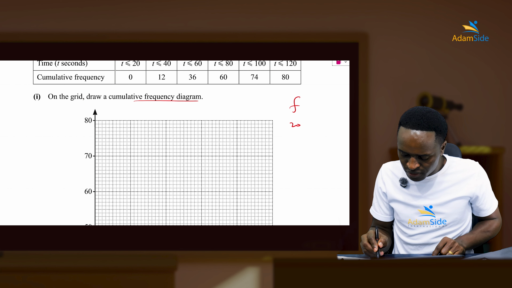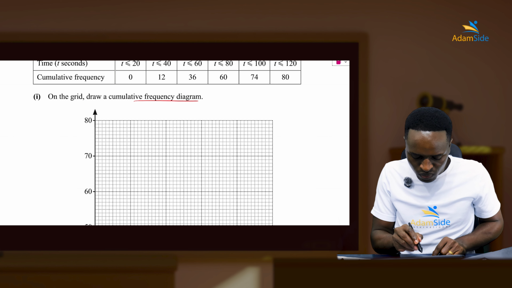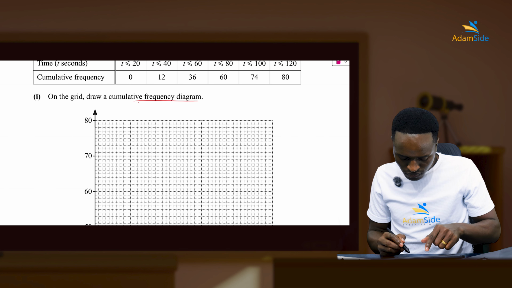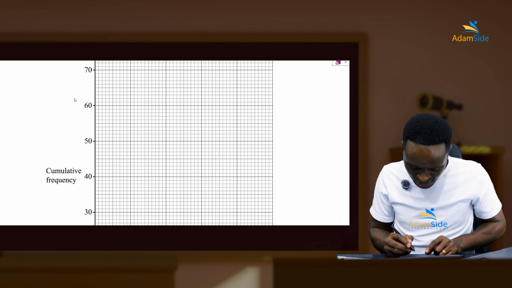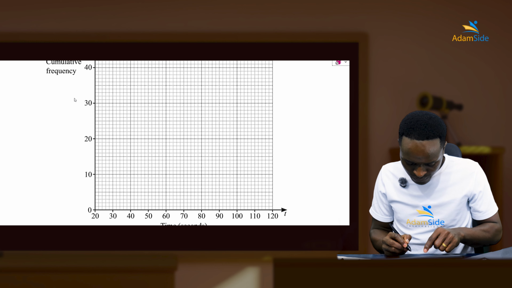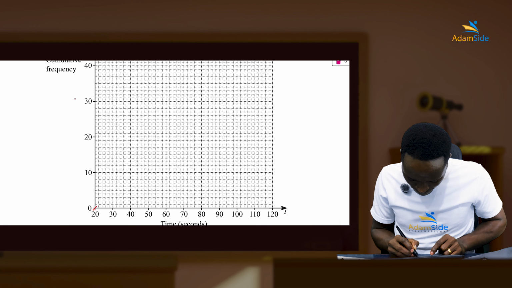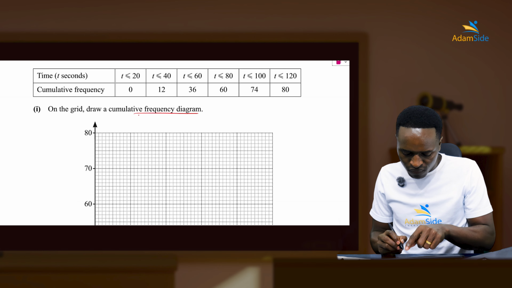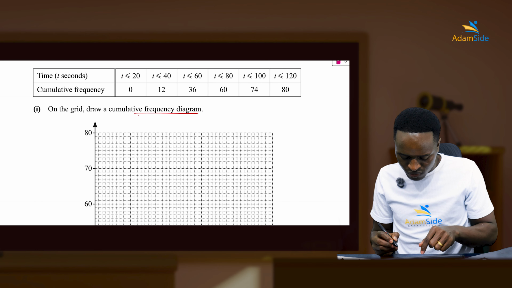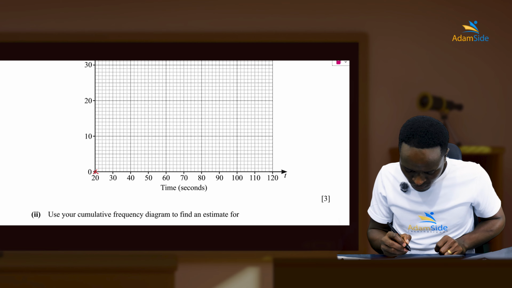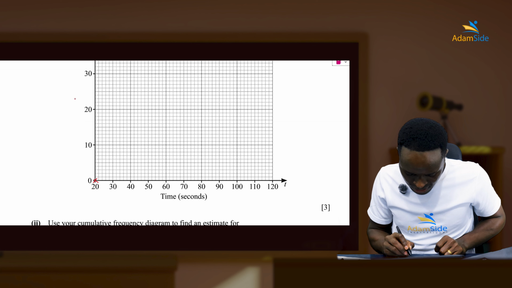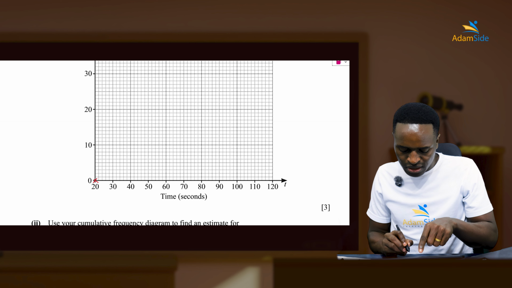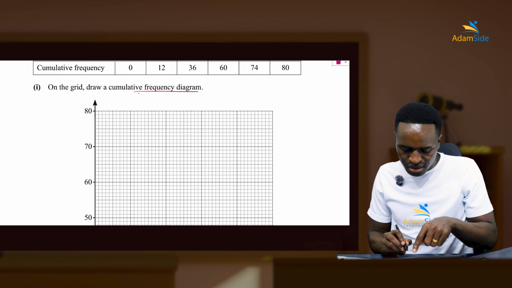Here we have the question, we don't need to draw the table again. We have been given the values, so we just need to plot. So we go to 20: anything with time t less than or equal to 20, the cumulative frequency is 0. Then for time t less than or equal to 40, the cumulative frequency is 12.